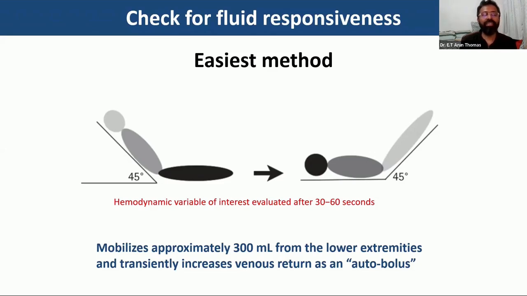And immediately, if you look at the carotid artery, you can see the peak systolic velocity variation coming down. Previously it may be, say, 16, and after raising the leg, it is only 8 or 9. That means the patient will be fluid responsive. So if you give more fluids, the patient's blood pressure will improve. So this is a dynamic assessment.